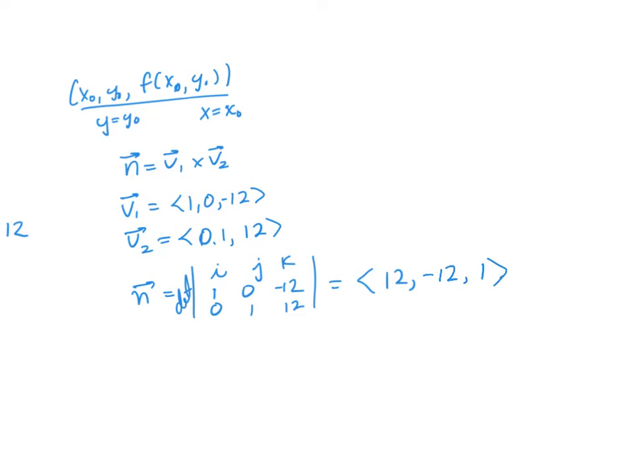Now here's the thing. Just like in my previous one, I could also have a negative, so it could be negative 12, positive 12, and negative 1. That also will give me a vector that's normal. Now once I've found my normal vector, then I want to find my tangential vector.